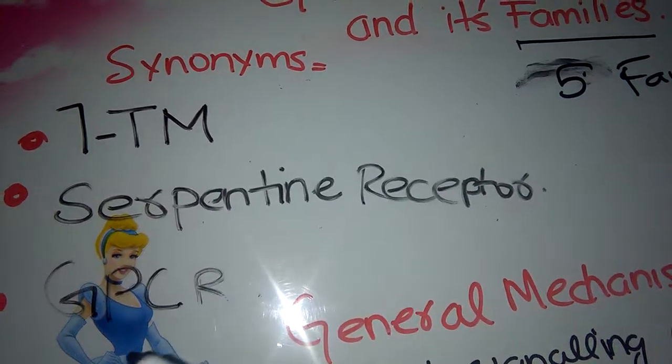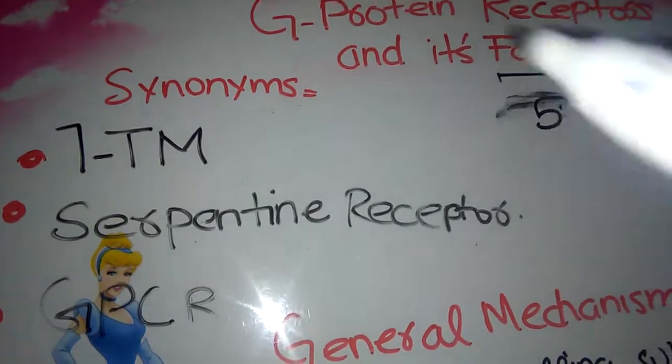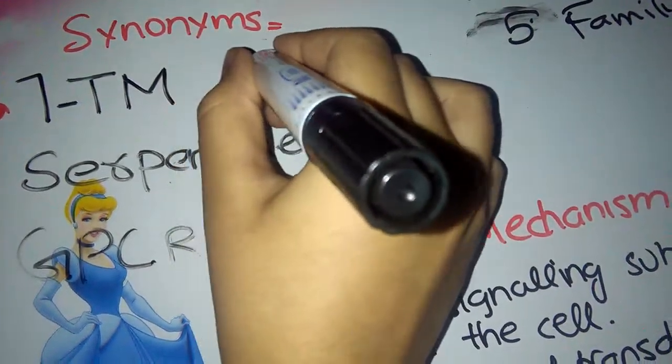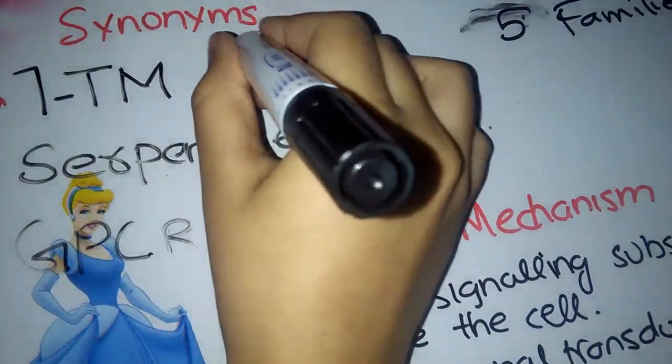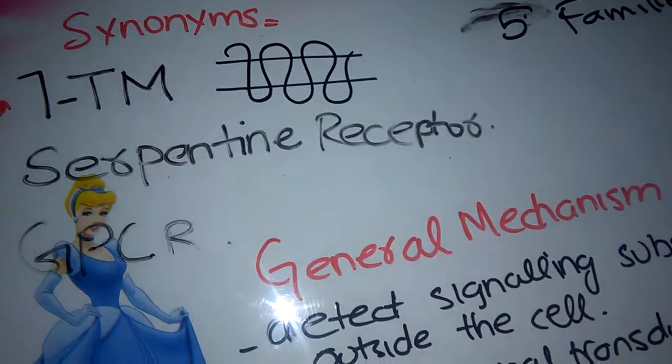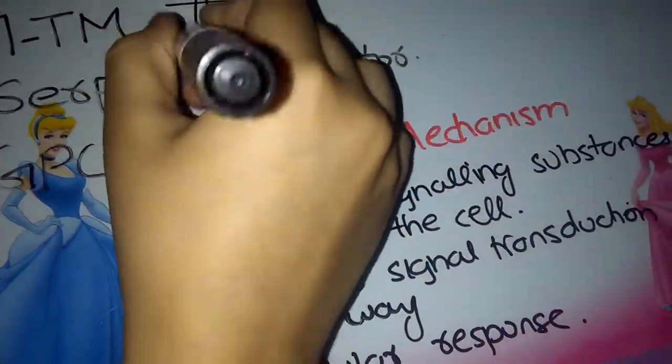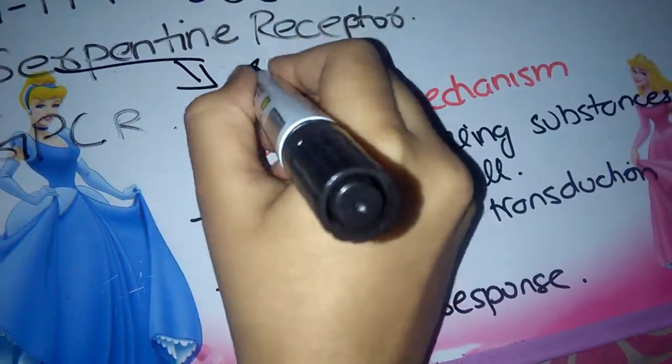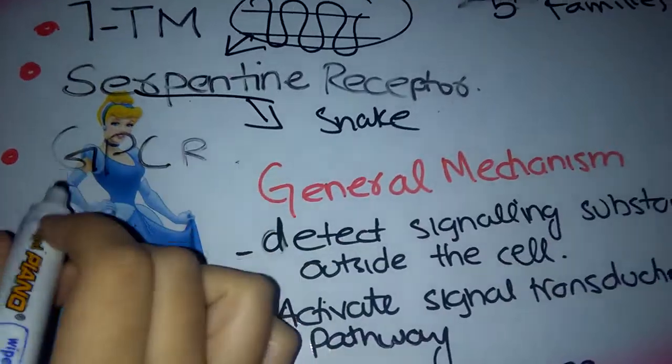We call them 7 transmembrane receptors because they pass through the membrane 7 times, somehow like this, which we'll explain to you later. They are also called serpentine receptors because they look like a serpentine. Serpentine is a type of snake, so it more or less looks like one. Then these are called G protein coupled receptors.